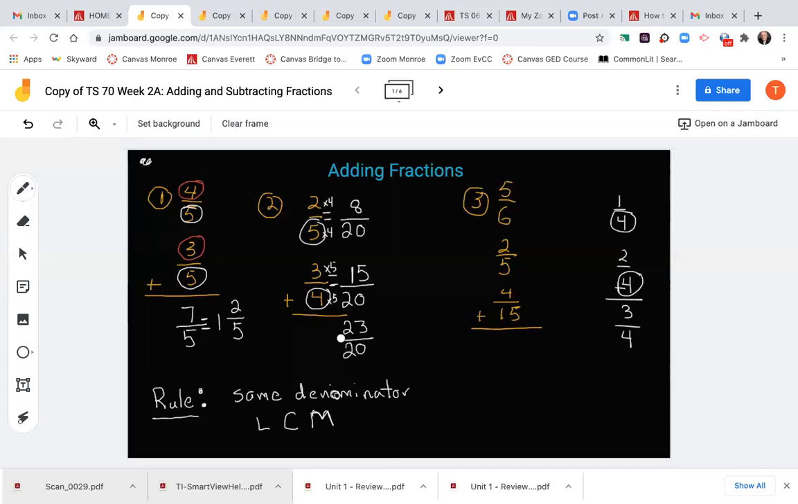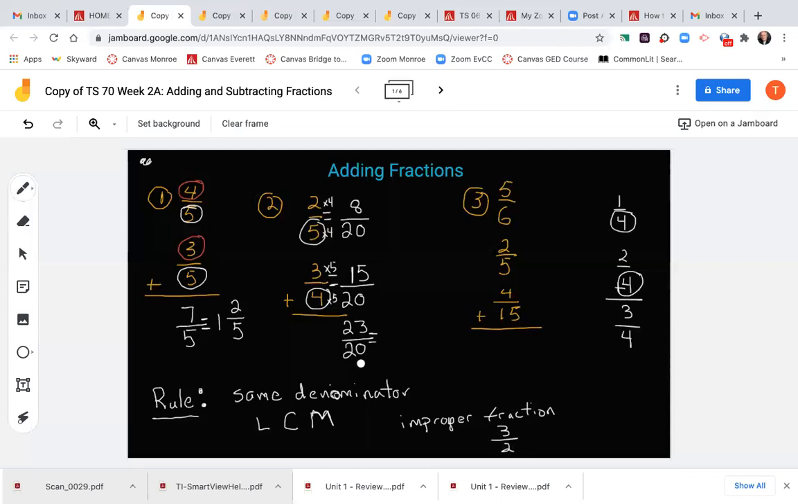Now, look at our answer here, 23 over 20. Hopefully you'll recognize that the denominator is greater than the numerator. So that's called an improper fraction, if you want to write that down, okay? Improper. Proper, okay. And just so you have the definition of that, an example is when the top number is bigger than the number on bottom.